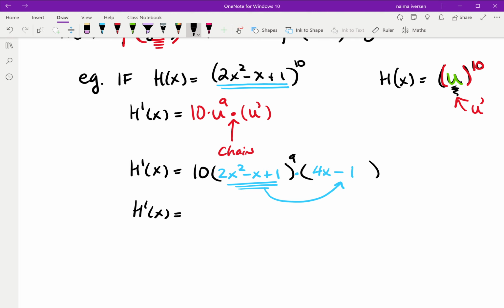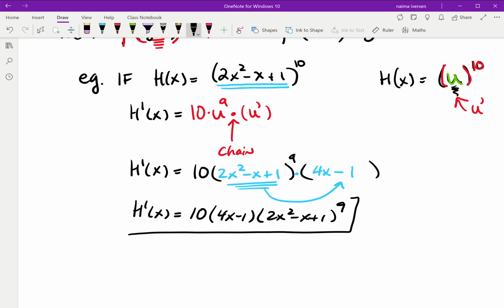This is your final answer. A lot of the times you'll find that in most textbooks, they go from smallest to biggest factors. So they would write the 10 first, and then the 4x minus 1 next, and then the 2x squared minus x plus 1 to the 9th last, and you'd get that as your answer.